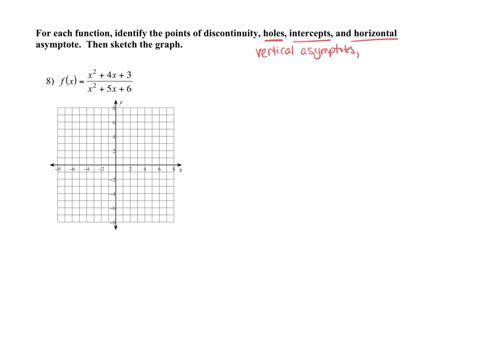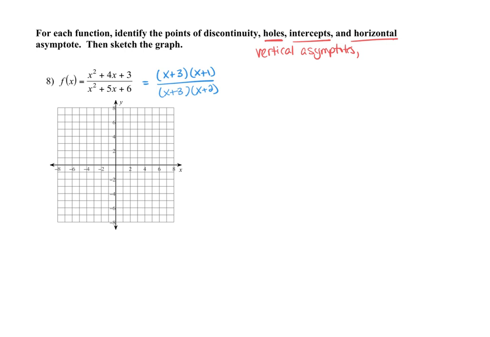All right. So remember, the first thing I want to do is I want to factor these. Factors of 3 that add up to 4, that's pretty easy factoring. Factors of 6 that add up to 5. So the first thing I'm going to do is just write out my factored form of that so I can easily see the answers to these questions.